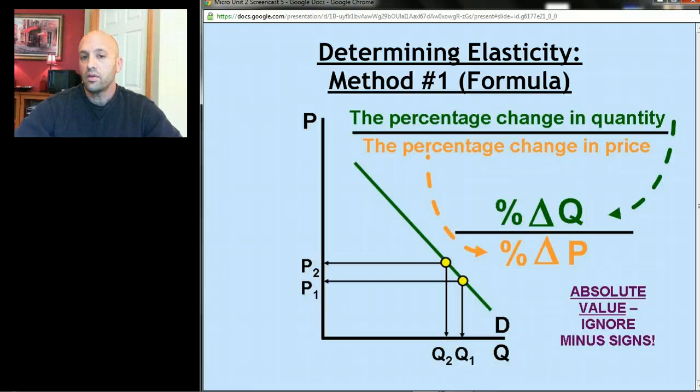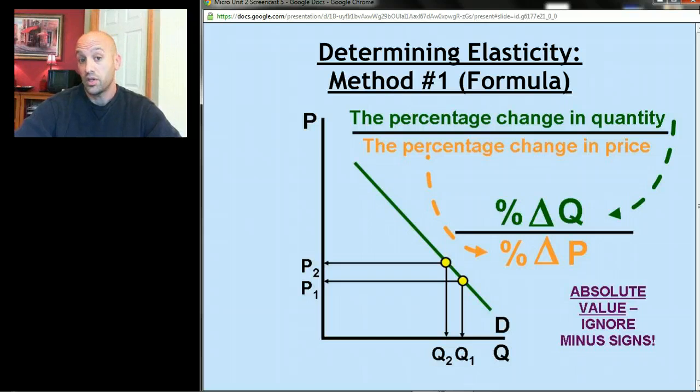All right, well, how do you determine actual elasticity given a certain demand curve? There's a few different methods, and the AP exam tests on all of them. Method number one is to use a formula. The formula for elasticity is the percentage change in quantity divided by the percentage change in price. Or in English, how much does quantity change when the price changes?